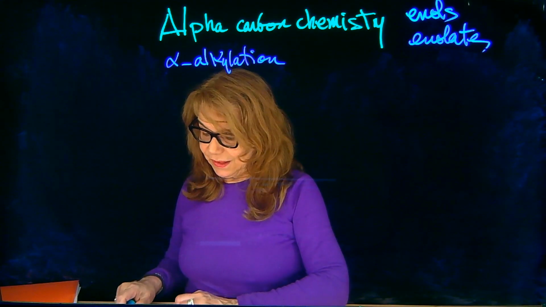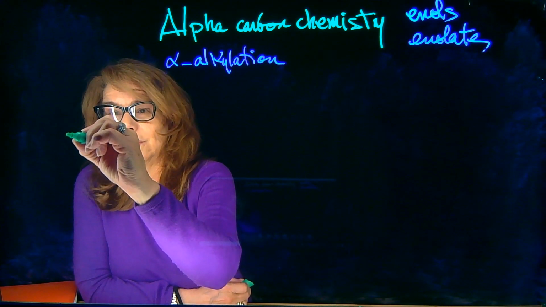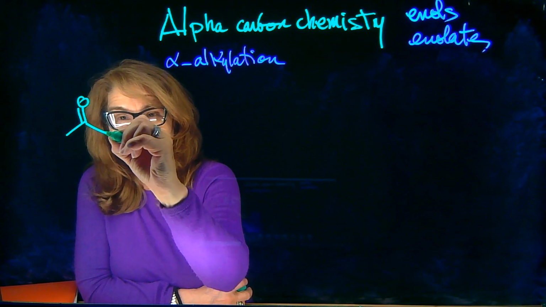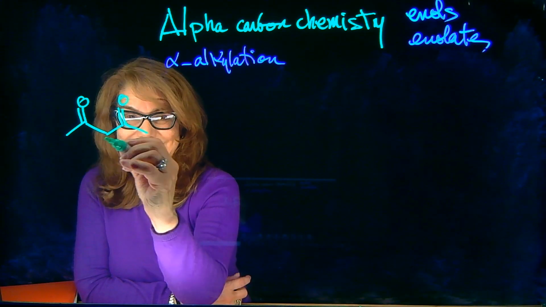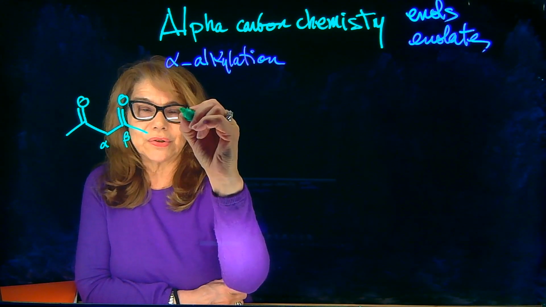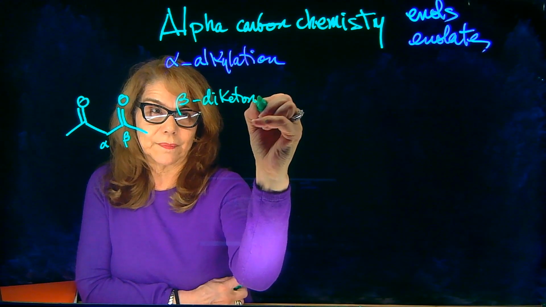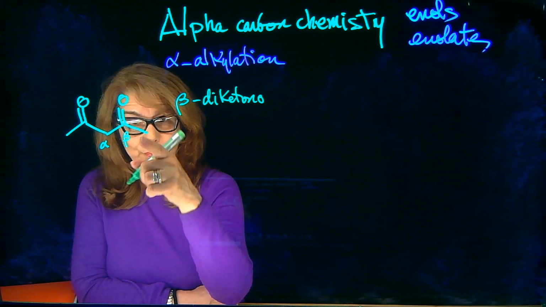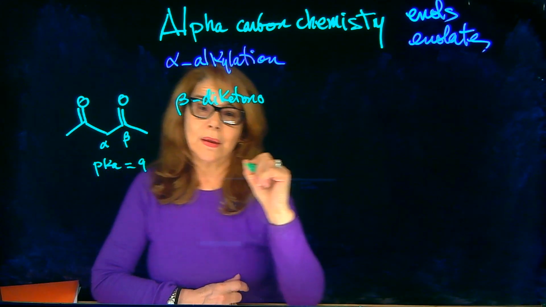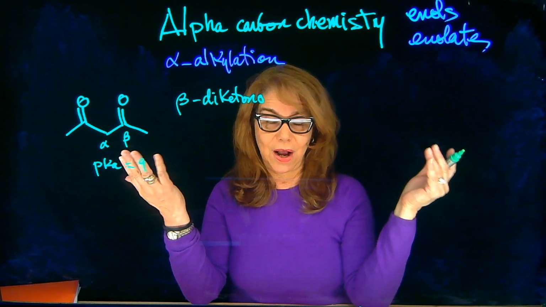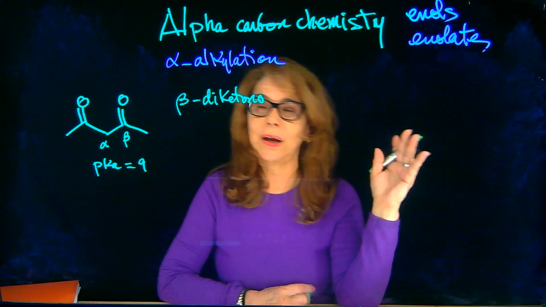Now we're going to see alkylation, alpha alkylation, but with beta dicarbonyl compounds. So if I have a beta diketone, relative to this, this is alpha, this is beta. So that's a beta diketone. Because these hydrogens are more acidic and the pKa here is, say, 9, I don't need to be using LDA or sodium hydride. I can be just using ethoxide or hydroxide.